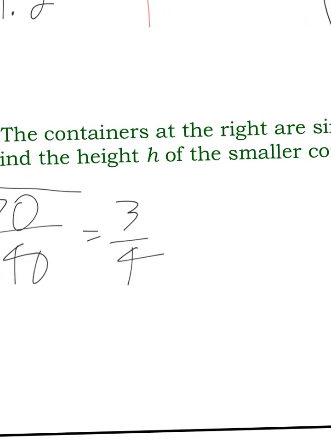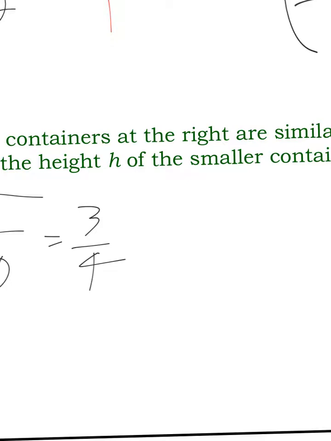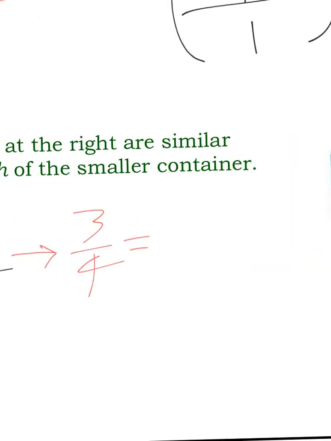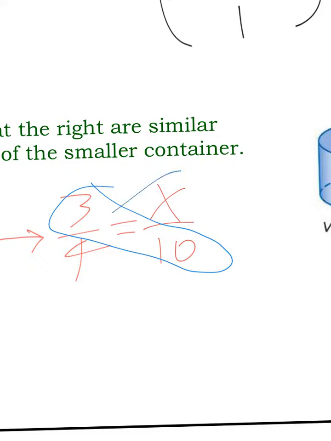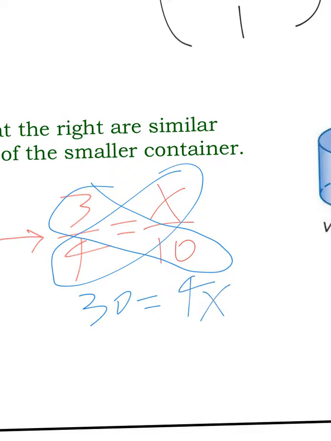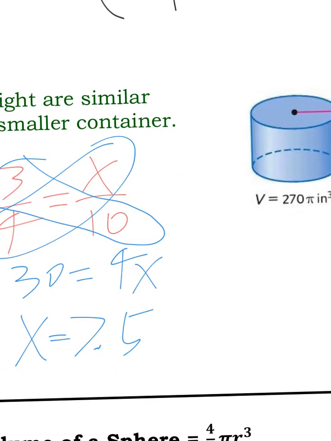So since that is my scale factor or my ratio, whatever you want to say, I'm going to create a proportion. 3 over 4 equals, we didn't know the height of the smaller one, but we knew the height of the larger one is 10. So I'm going to say x over 10. Just cross multiply, 3 times 10, and then divide. 30 equals 4x. Divide by 4, and you get that x is going to equal 7.5. And my unit on that was inches.